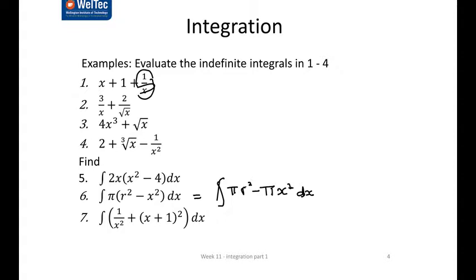So the integral of pi r squared x is pi r squared x minus, now you're only integrating the x bit, so you're going to integrate x squared, which is 1/3 x cubed, but it was multiplied by pi, so you need to multiply your answer by pi. And the last one, again, you need to multiply it out carefully, expanding the bracket squared carefully, and then integrate from left to right.